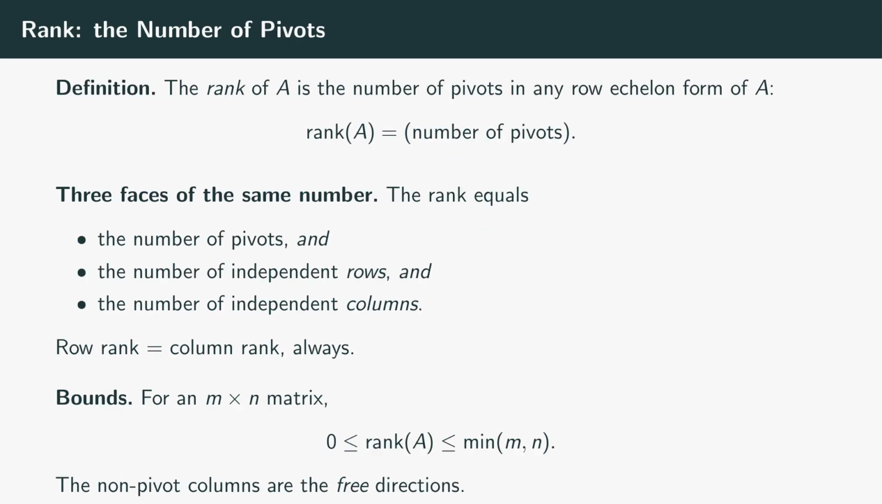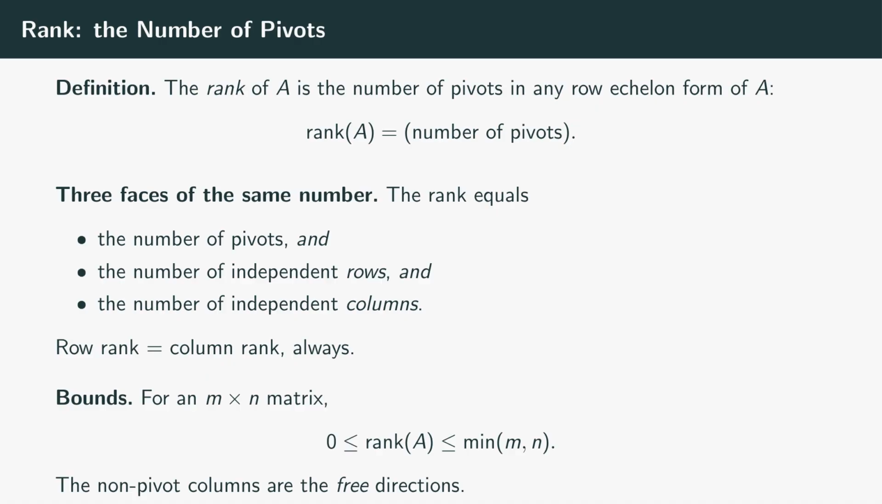Let's pin down rank. After you reduce a matrix to echelon form, count the pivots, the leading non-zero entry in each non-zero row. That count is the rank. What makes rank so central is that the same number shows up three different ways. It is the number of pivots. It is also the number of rows that are genuinely independent, meaning no row is a combination of the others. And it is the number of columns that are genuinely independent. The remarkable theorem hiding here is that the row count and the column count always agree. Row rank equals column rank for every matrix.